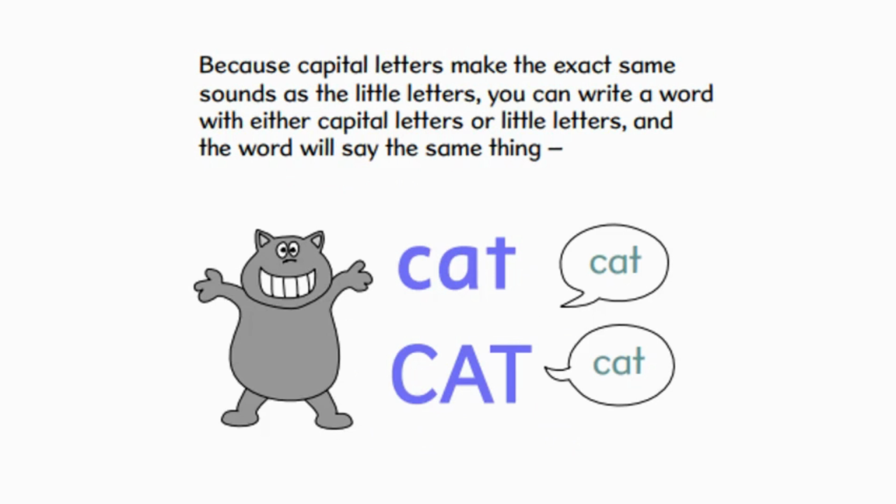Because capital letters make the exact same sound as the little letters, you can write the word either in capital letters or little letters and the word will say the same thing. Can you see here? Cat. When you write in little letters c-a-t, it says the same sound and it tells this is a cat. If you write in capital letters CAT, the sound is same and so it also tells this is a cat. So there is no difference in sound when you write a capital letter or a small letter.